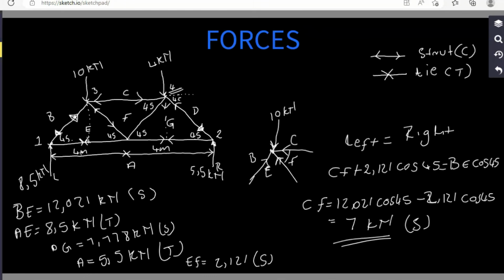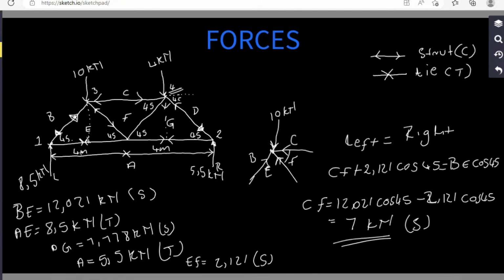I'm going to leave point number 4 to you to do it yourself. You will be required to calculate for FG. The value of FG is 21.12 kilonewtons, and that's the final answer that you must get after calculating for it.